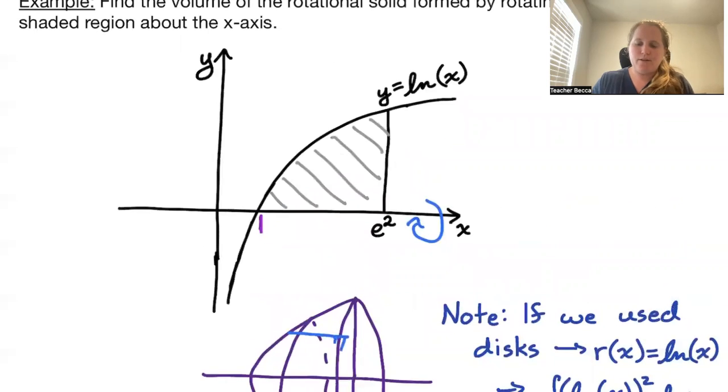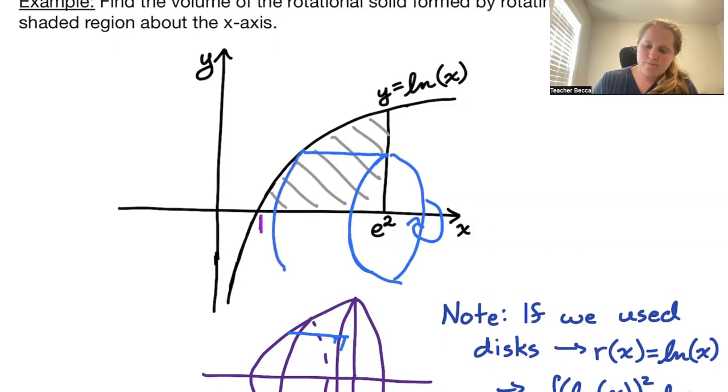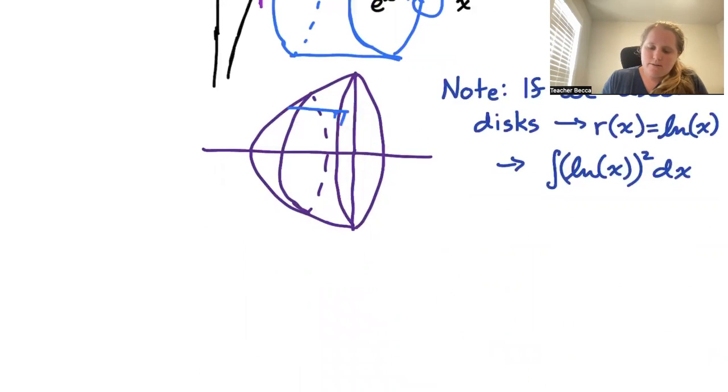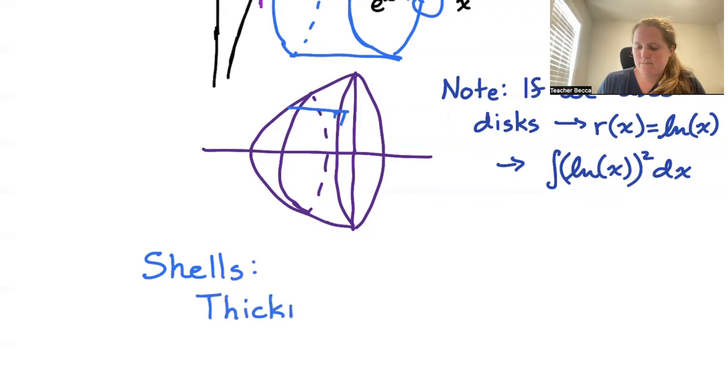On the other hand, if we use shells, I'm again just going to draw them here. For our shells this time, we pick a horizontal cross section of our region and rotate that around our x-axis. That will have thickness dy. So for our shells, we have thickness equal to dy.